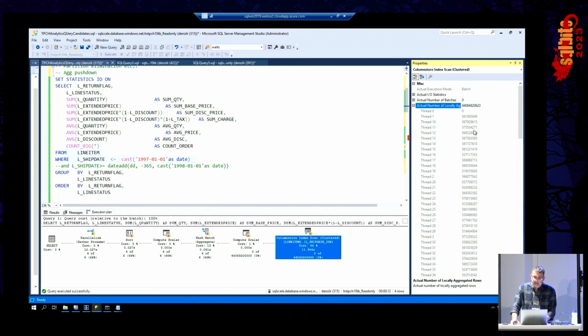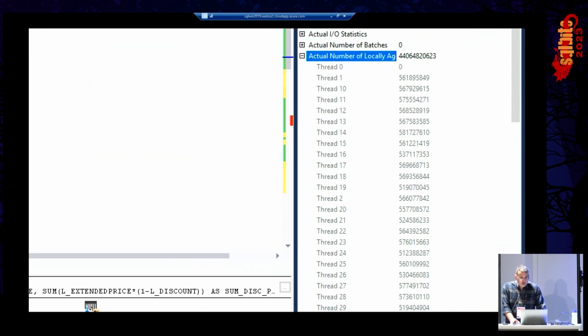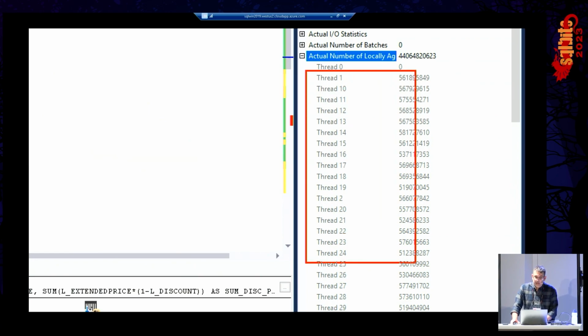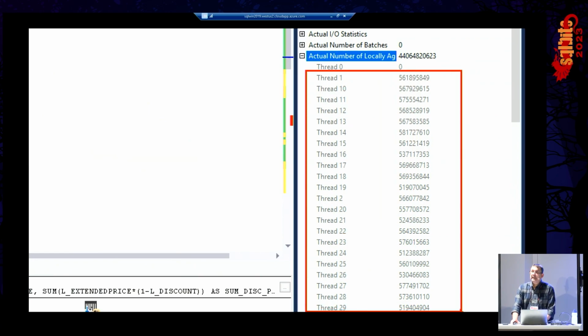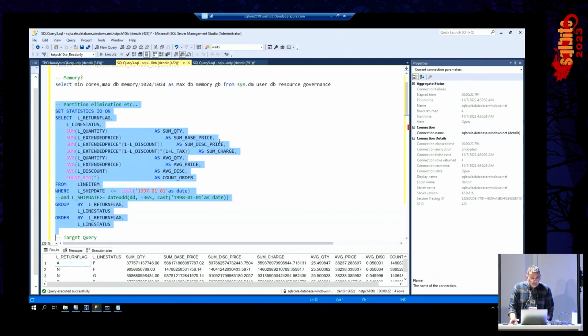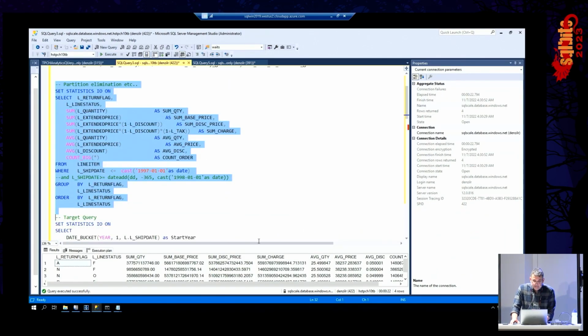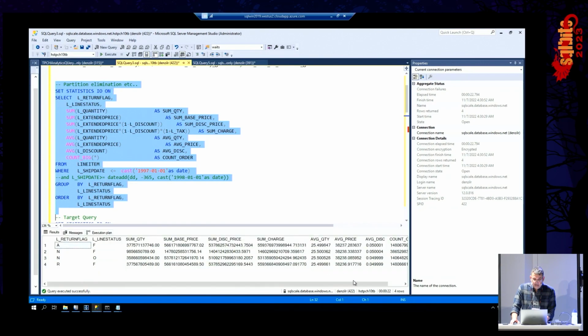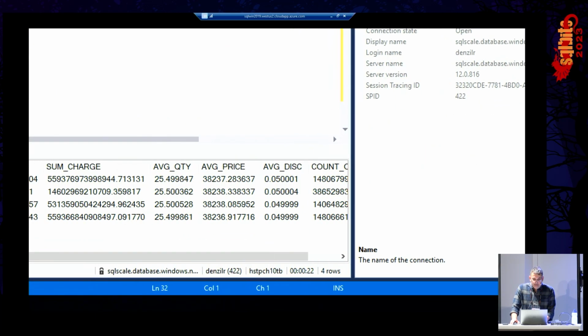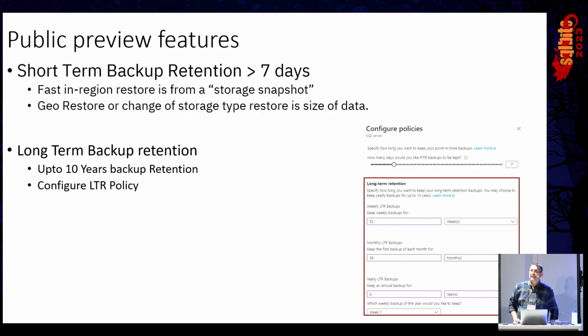So you'll see we have gone 80 ways because of DOP. We have maxed out here, and you have a bunch of threads reading a ton of data. So looking at the non-memory optimized one, that also finished, but it took 22 seconds. So you see a huge improvement in the column store type stuff with memory optimized, right?